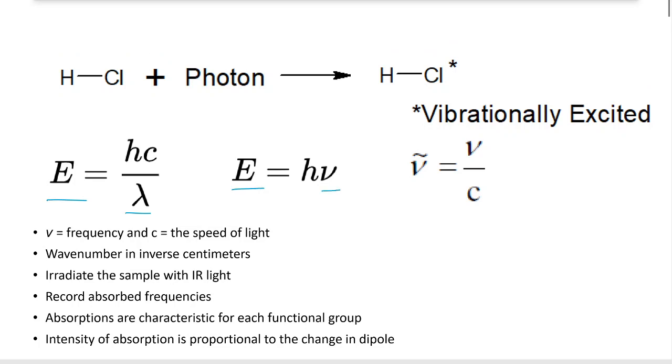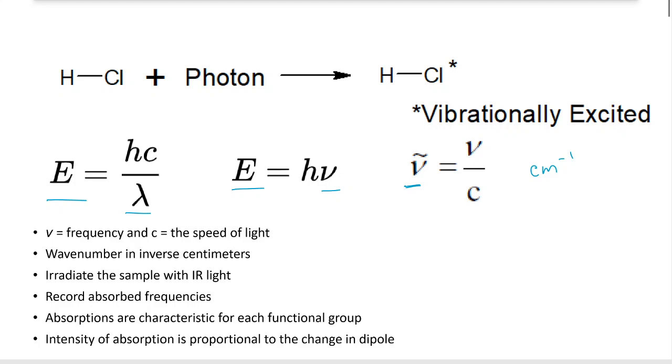Well, we don't use frequency or wavelength directly in IR. What we use is a unit called wave number, which is a little bit easier for us to deal with because we're not dealing with such huge numbers. Our spectrum is going to go from 0 to 4,000 wave numbers, and those units are given by inverse centimeters. So wave numbers are given by frequency divided by the speed of light, where our units end up in centimeters.